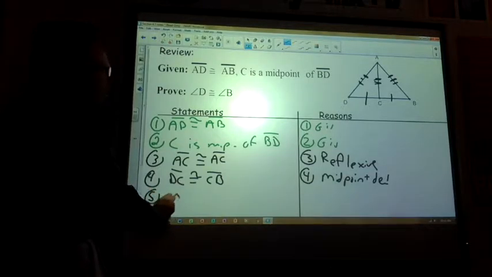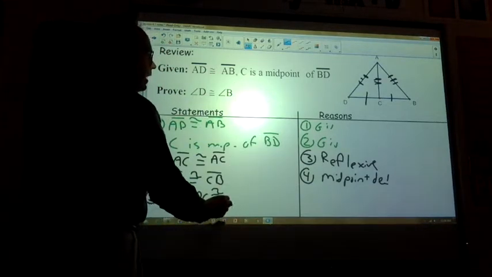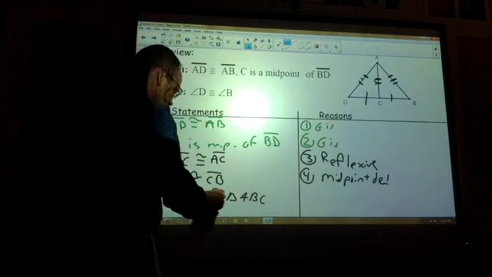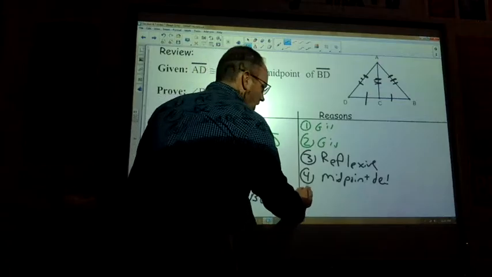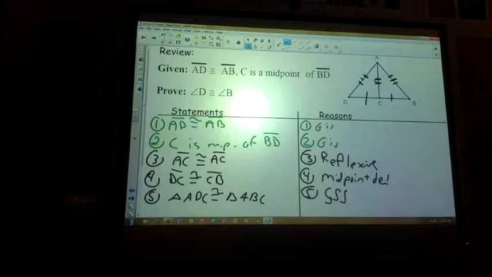So number 5, I can go ahead and say that triangle ADC is congruent to ABC, and we said side, side, side. Why did I have to put step 5 and I couldn't go right to the proof? Because you need to use CPCTC, but you need to prove that the triangles are congruent first. So if you can't prove the triangles congruent, then you can't use CPCTC, and then you can't prove the proof.